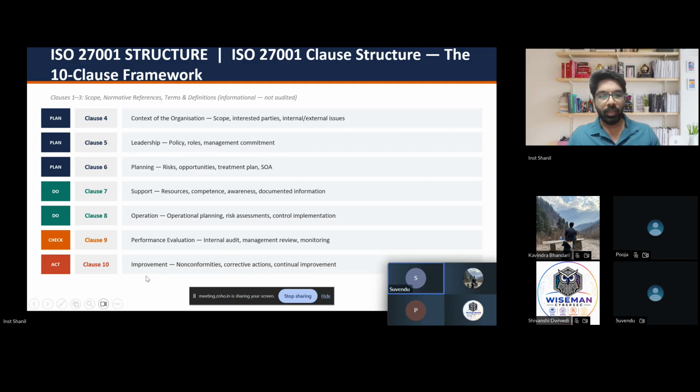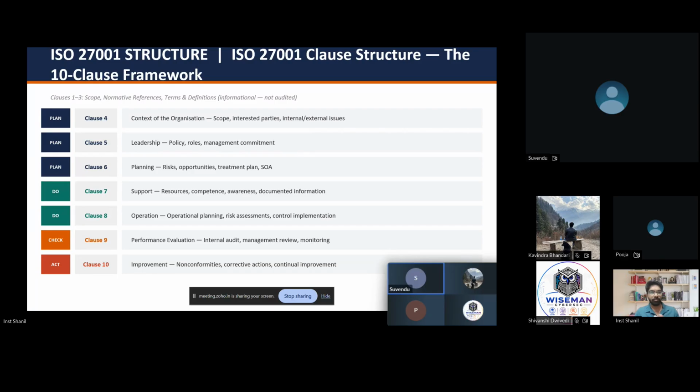Okay, any questions on this slide? No, but I think we should know in detail about all the clauses. Yeah, we know that. Pooja, any questions from your side till now?